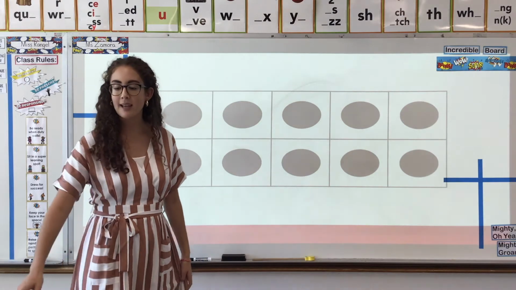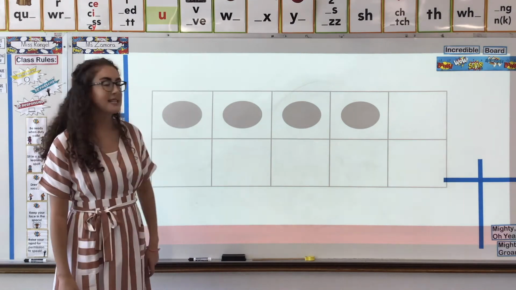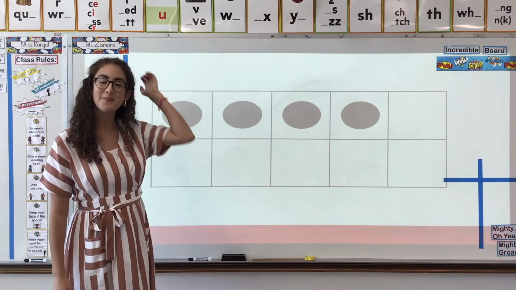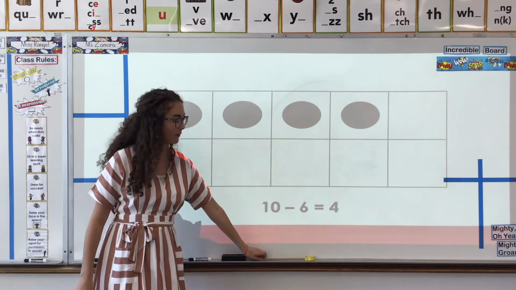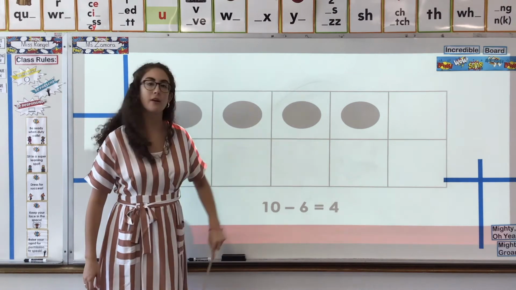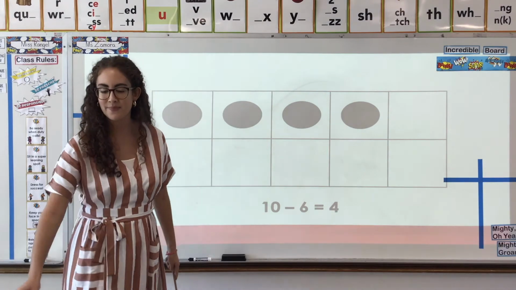10 minus 6 equals what? 10 minus 6 equals, it equals 4. Can we all read this with me? 10 minus 6 equals 4. That's what we can see by this 10 frame.